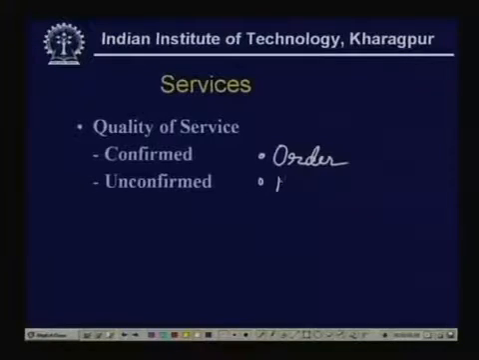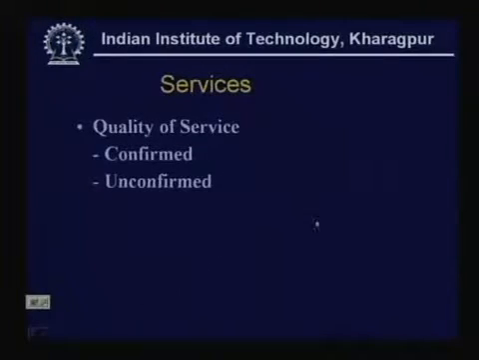Second is whether an error has occurred while sending the data. That means we have to find out whether any error occurred or did not occur. Then the third issue, which is part of the quality of service, is the delay. How much delay is occurring in delivering the thing. So, these are the various qualities of service needed, which are used as part of the service.